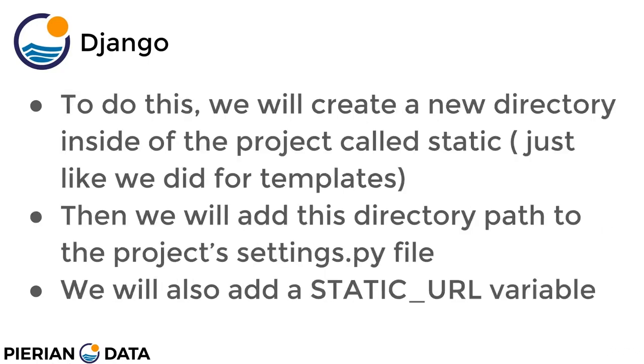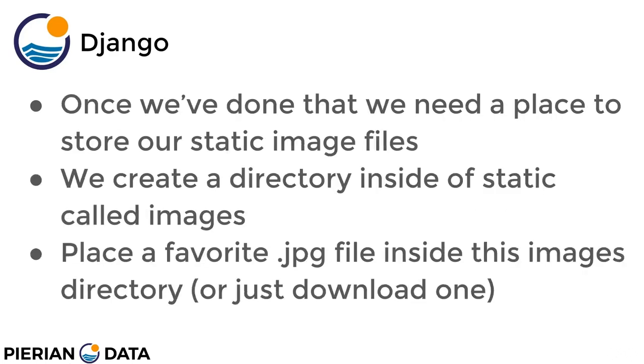To do this, we're going to create a new directory inside of the project called static, just like we did for templates. Then, we're going to add this directory path to the project settings.py file. Then we will also add a static URL variable. Very similar process to what we did with templates.